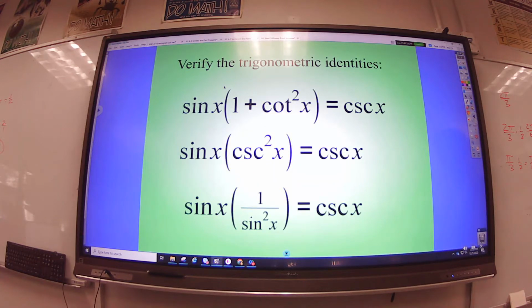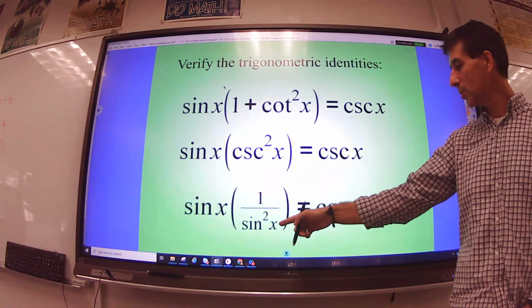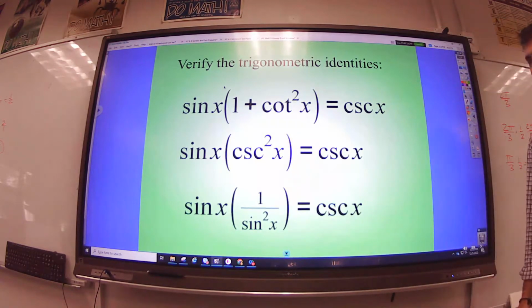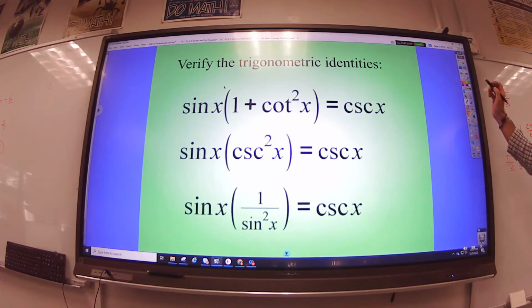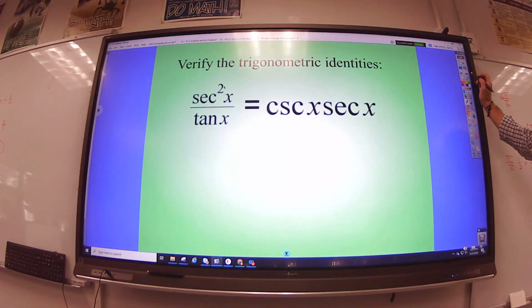Anyway, that's it. This is just the answer, skipping a lot of steps, right? Cosecant x times 1 over sine squared x, and then those cancel out. Are we cool? Okay, not bad. Sine squared x over tangent x equals cosecant x times secant x.